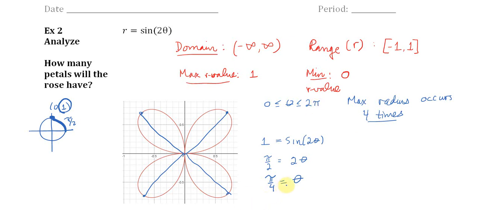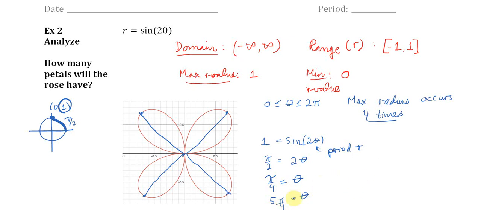Now, this is not the only solution, because this function here has a period of pi. Normally the sine function has a period of 2 pi. Now we have a period of pi. So the other theta value we could have here is pi over 4 plus pi, or 5 pi over 4.